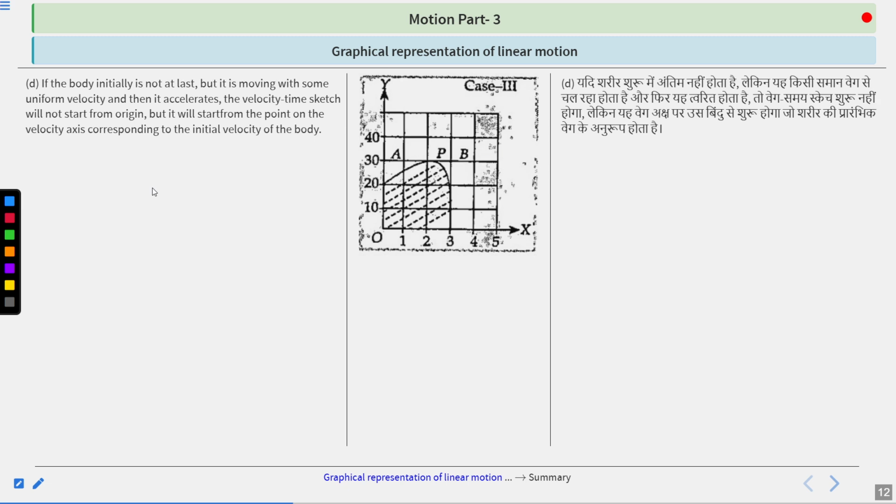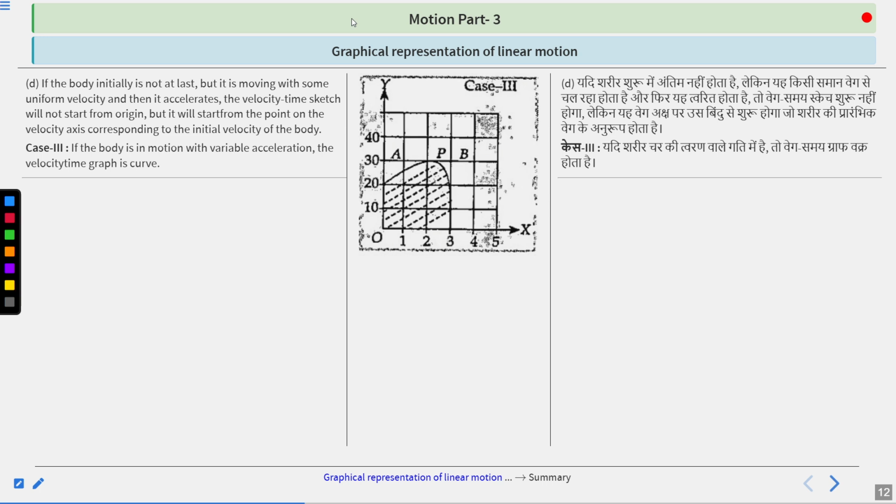If the body initially is not at rest, but is moving with some uniform velocity, and then it accelerates, the velocity time graph will not start from the origin, but will start from a point on the velocity axis corresponding to the initial velocity of the body. Like here you can see, it is not originating from the origin, but from a point on the velocity axis corresponding to the initial velocity of the body.